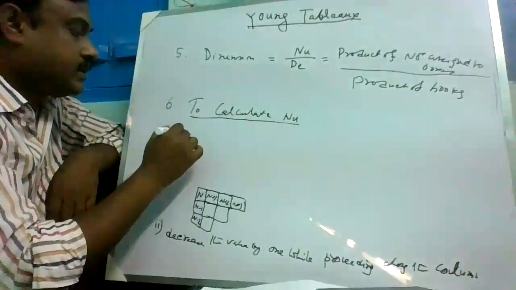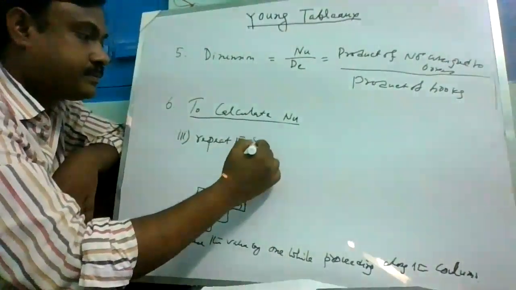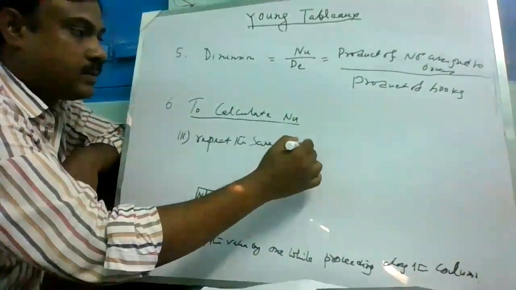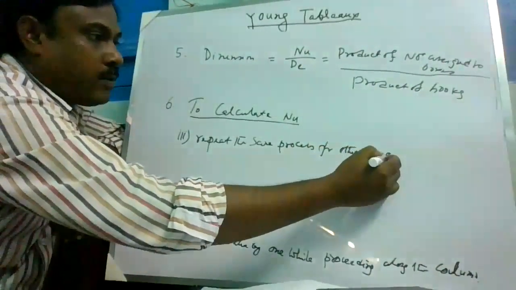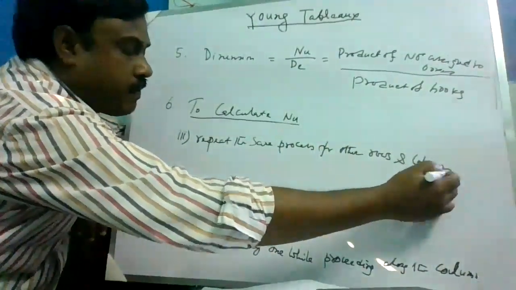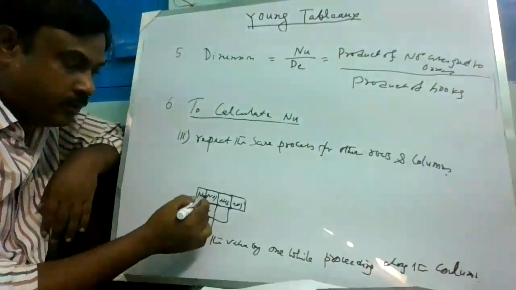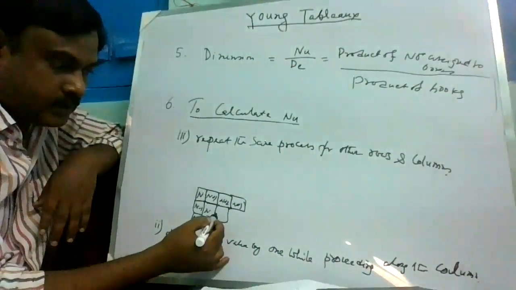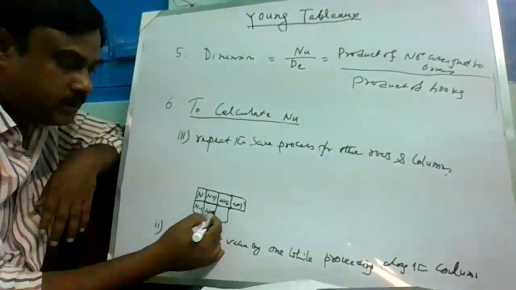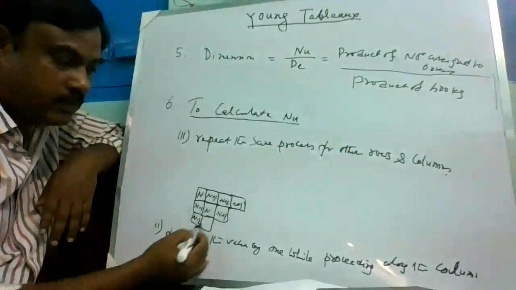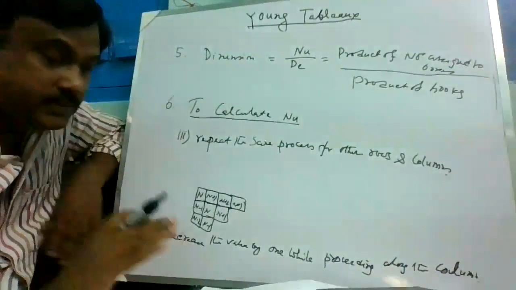Third point is, repeat the same process for other rows and columns. Right. So what will be the number here? If we go by this, then it will be n. If we go by this, then it will also be n. It will be same. So what will be this? If we approach from this side, then it will be n plus 1. And if you approach from this side, then it will also be n plus 1. And this will be n minus 1. Right? So the number assigned to the boxes has been computed.